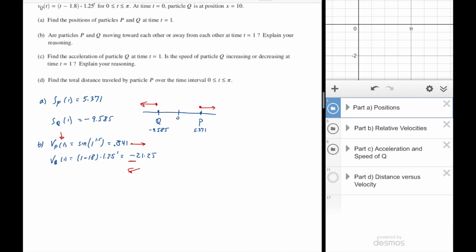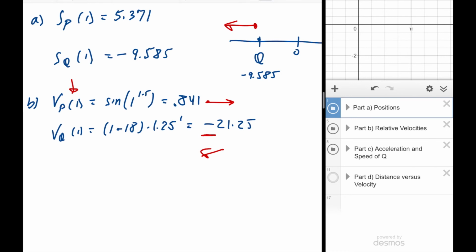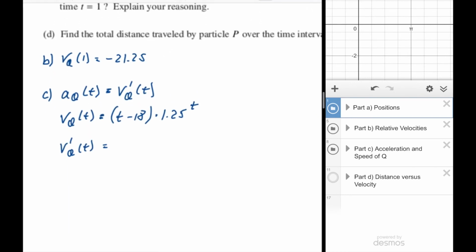Let's take a look at part C. Find the acceleration. Acceleration is the derivative of velocity. So we want the acceleration of particle q at time equals 0, and then is the speed of the particle increasing or decreasing? Well, we know the velocity of q at time equals 1 is negative 21.25. So what we're going to do is find the acceleration. That's the derivative. Look at this, t minus 18 multiplied by 1.25 raised to the t.